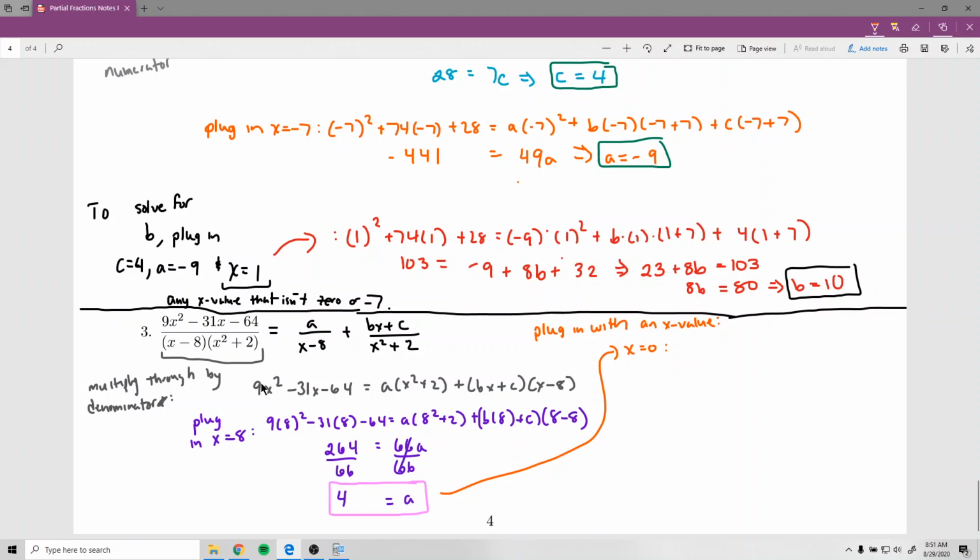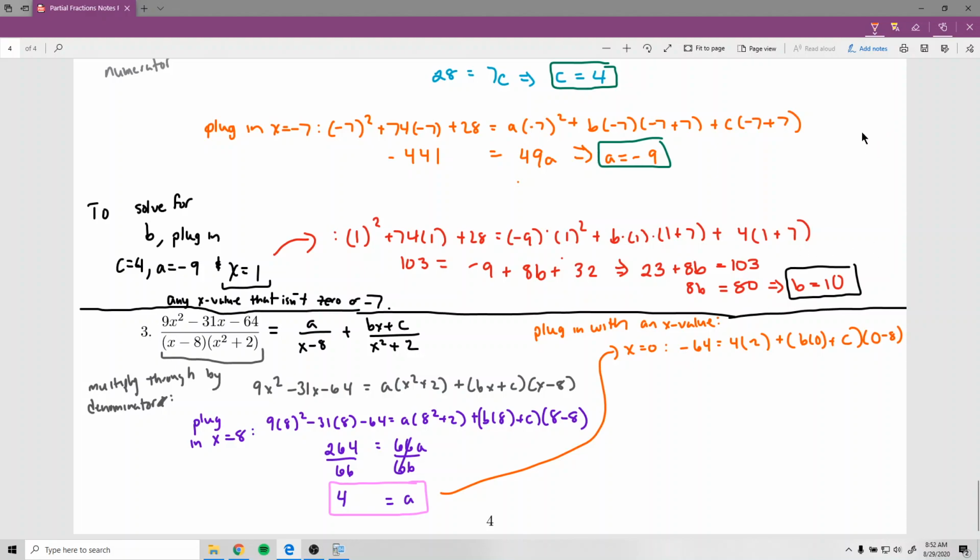All right, so when we plug in x equals 0 here, at least on the left side, we just get negative 64. On the right side, A is 4 times (0 squared plus 2) is 2, plus (B times 0 plus C). We don't know B or C, so we've got them both there. And then x, once again, we're plugging in 0.